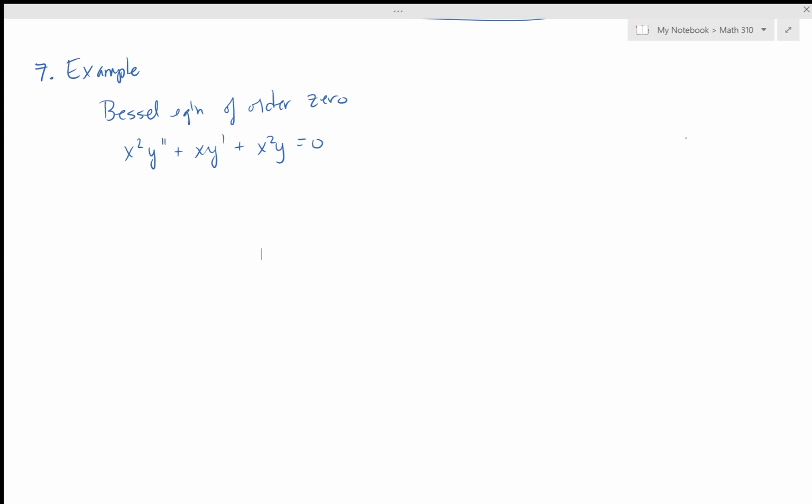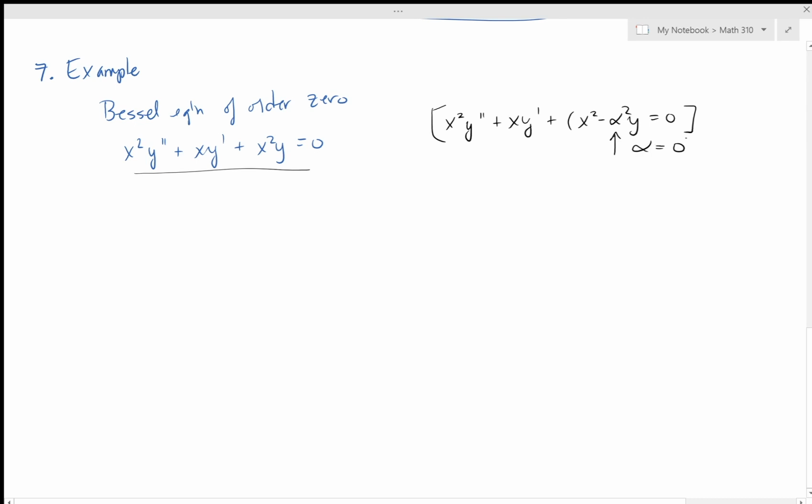The reason for that is the general form of the Bessel equation looks like this: x squared y double prime plus xy prime plus (x squared minus alpha squared) y equals 0. And you can see that the equation we're going to solve has this alpha equal to 0. So we're looking at the Bessel equation of order 0. So the first thing we're going to do is write it in standard form.